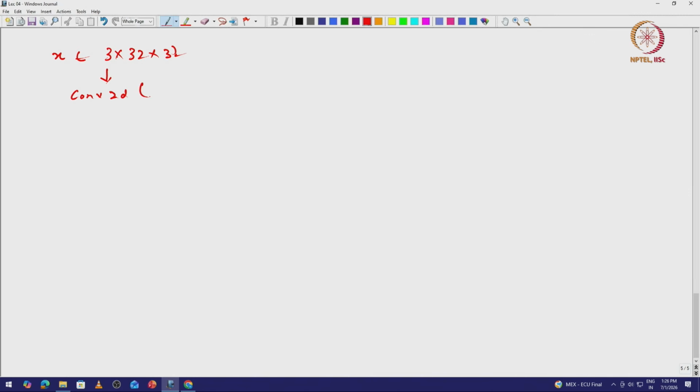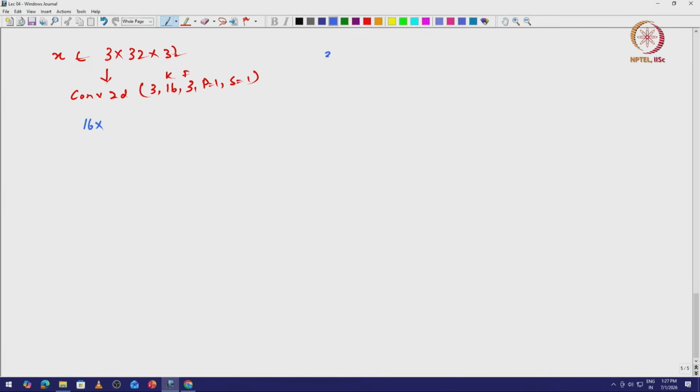You pass it through the Conv2D which has parameters 3, 16, kernel is 3, padding is 1, stride is 1. This is in channels, out channels, this is K, this is F. Now we can perform the operation. What will be the output of this? The output will be 16 cross... why 16? Because your K is 16, therefore the number of output channels will be 16.